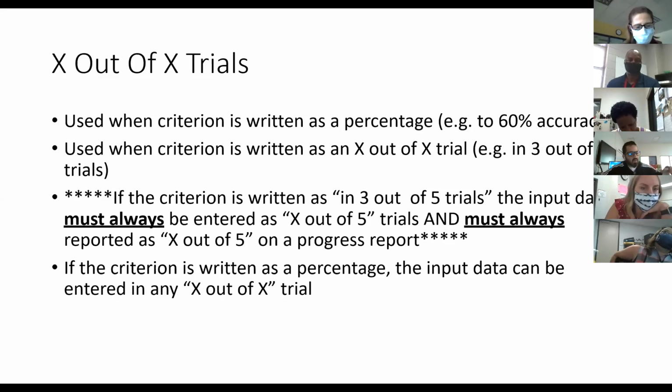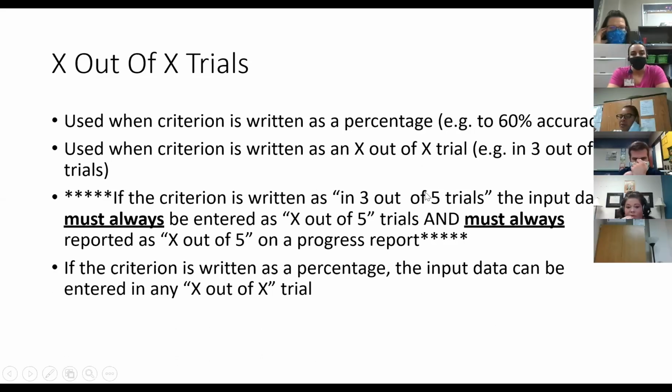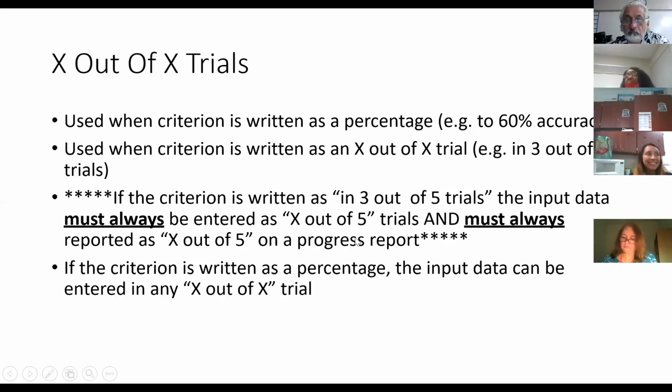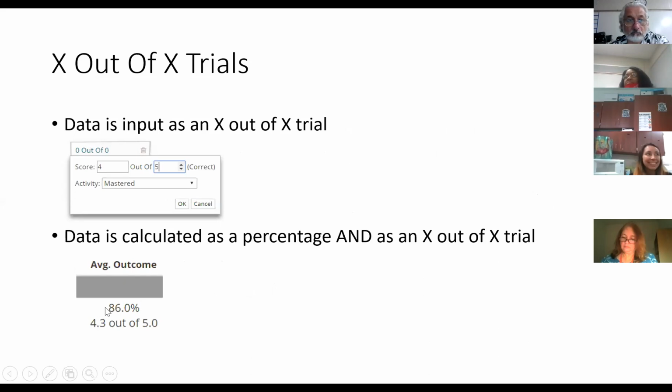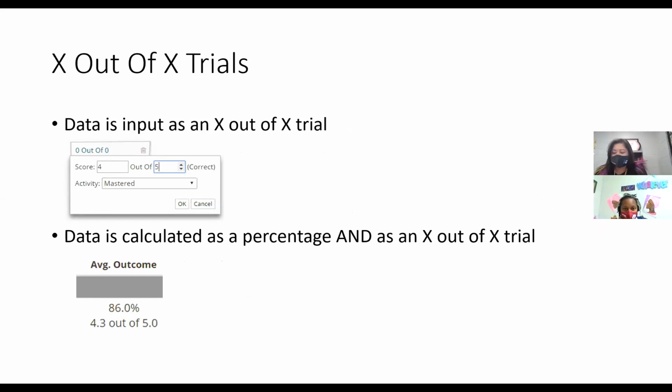Again, just make certain that if it is written as a trial, you're actually entering it with the number of trials expected. And then when that gets reported, it'll return a percentage, which we don't really care about if it was written as a trial. We care about this 4.3. And this 4.3 is what would be reported back on a progress report, again, over the tabulation within a given date range.